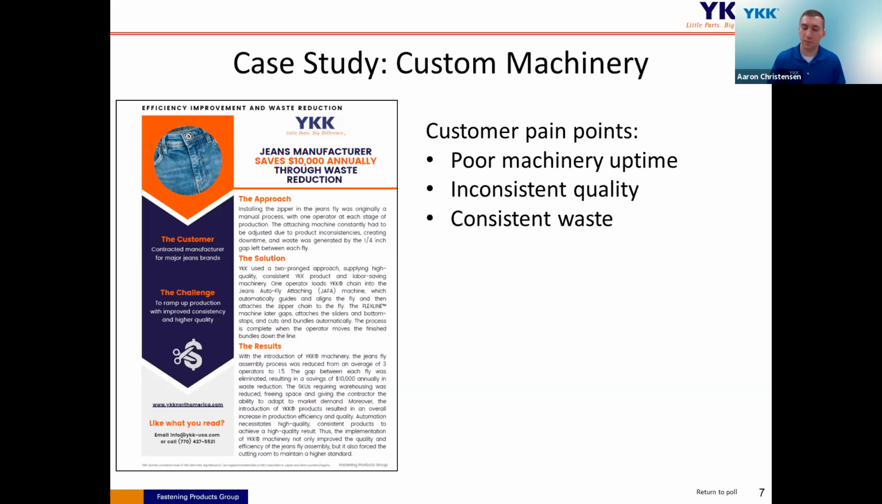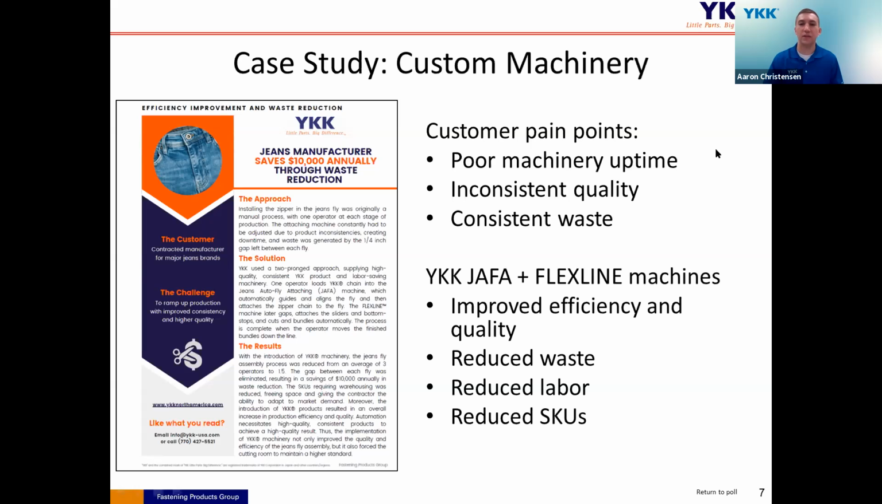Their machinery was really sensitive, and they were getting poor machinery uptime because they kept on having to stop the operation to adjust their machines. It was also highly manual, and they were getting inconsistent quality. And also because of the design of the process, they were consistently having waste with the zippers. Also waste with the bad quality, but also with the zipper just inherent in the design of the system.